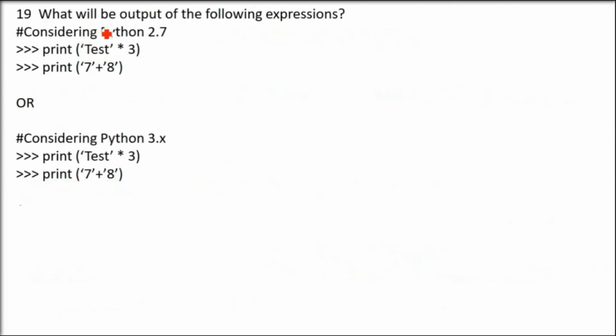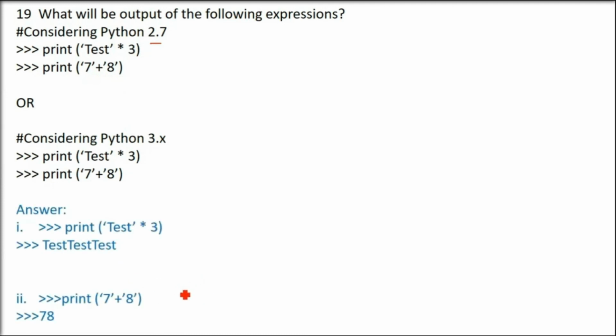What will be the output of the following expression? So they are almost the same, either in the 2.7 version or the 3.x version. Here we have print 'test' 3 times asterisk, and the second is print '7' + '8'. In the first case, you want to print test 3 times, so test will be printed 3 times.